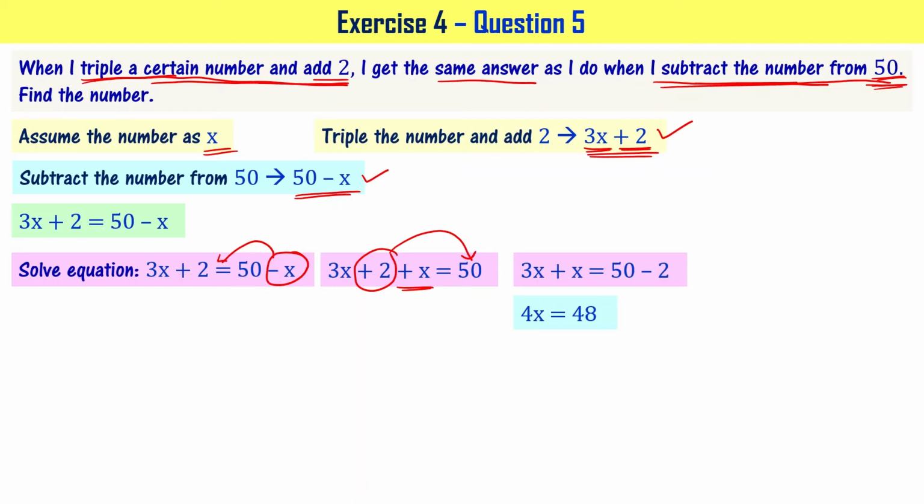Now let me transpose this 4 to the other side so that it is going to divide number 48. So x equal to 48 by 4, that is equal to 12. Right? The number originally selected is number 12. Got it?